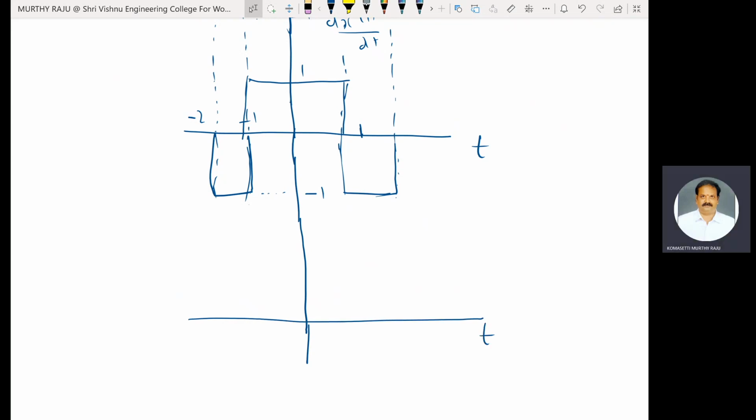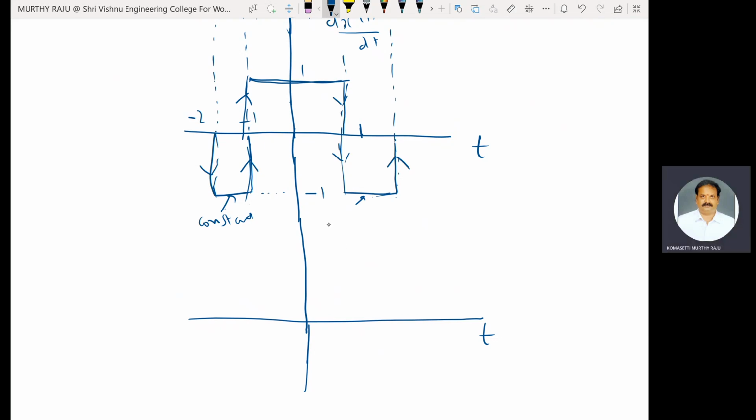This is the time axis. This is the falling edge, rising edge. This is the constant. This line is a constant. Rising edge, falling edge. This one is falling. Constant. This one is constant. This one is the rising edge.